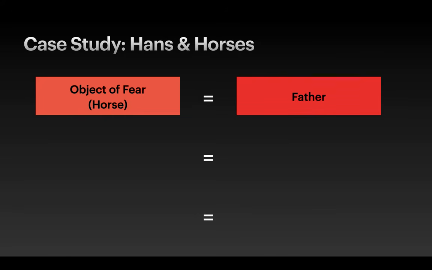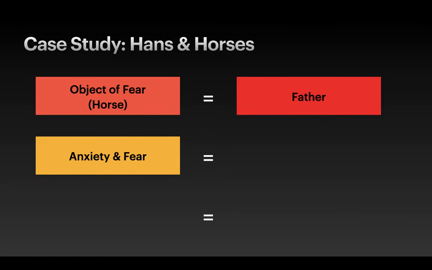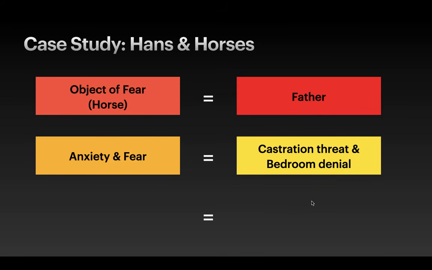Sorry, not displacing. What's the word for it? Projecting? I can't remember the exact word. But the actual fear that he has is towards his father, not the horse. But the horse is just the object that he's using for displacement of fear. Right? So the reason why he feels anxious and afraid is because of the castration threat, right? So he's playing with his penis.